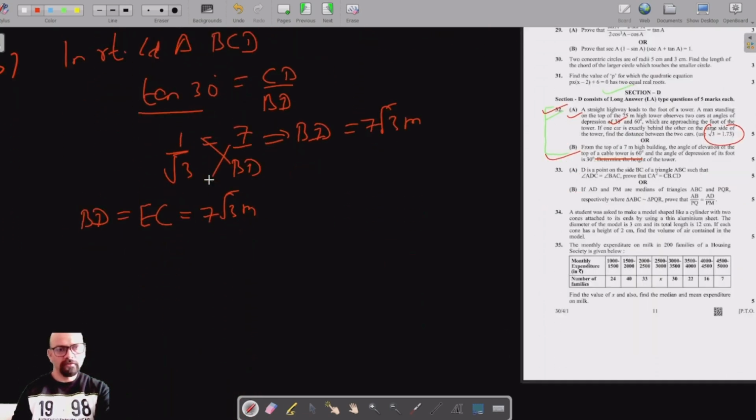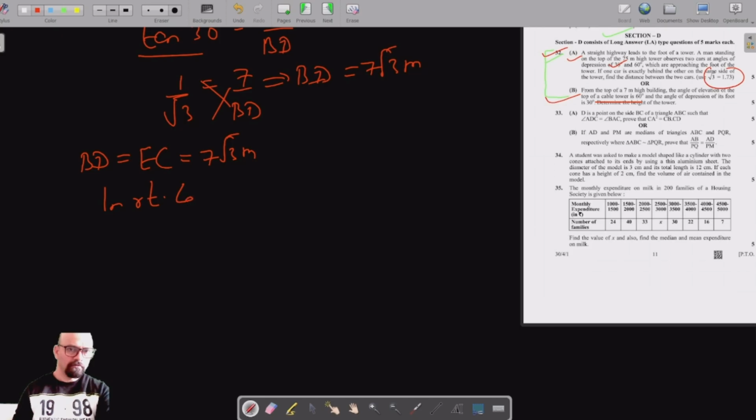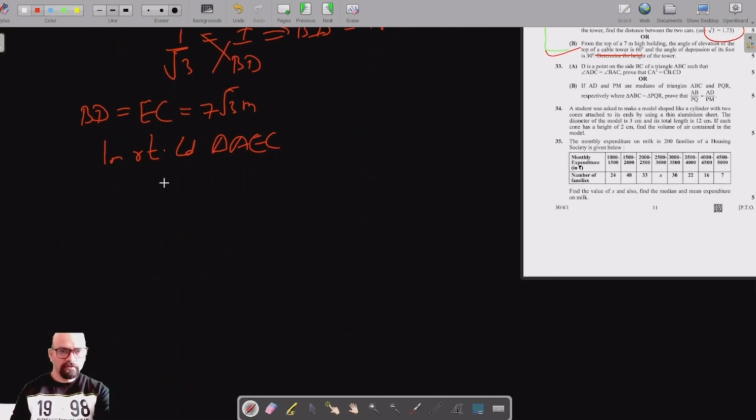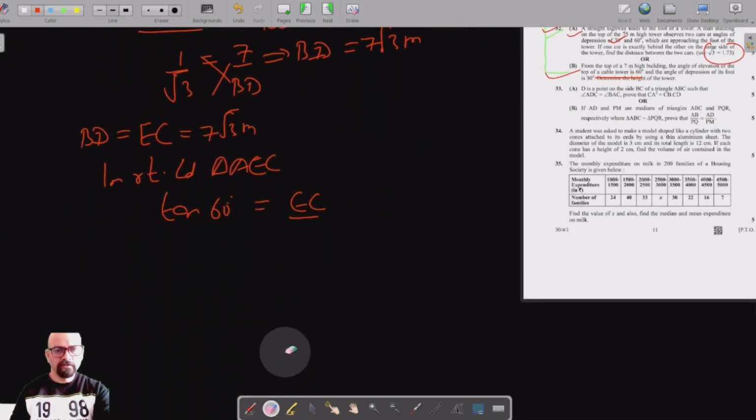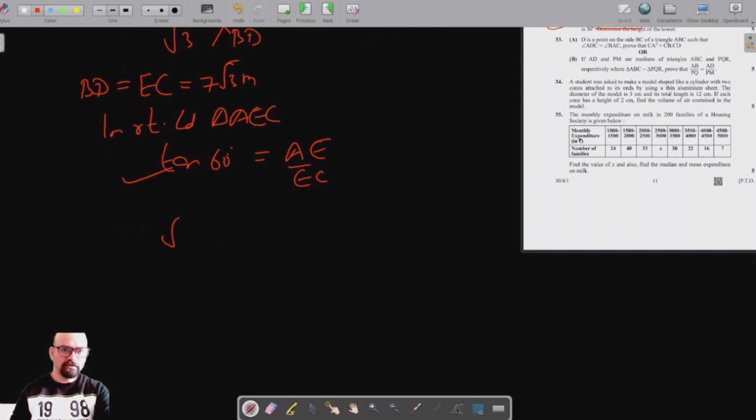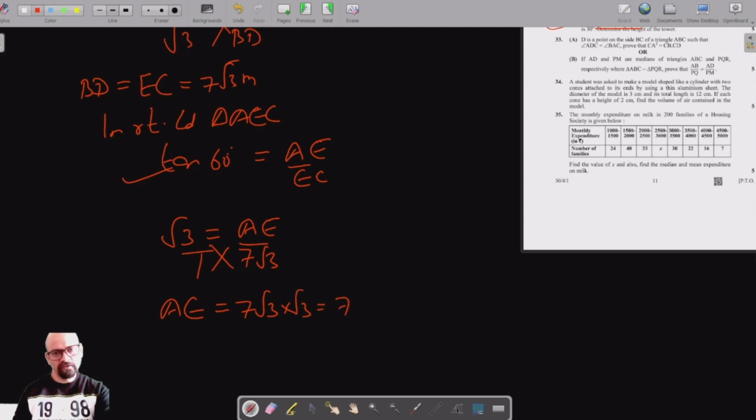Now let's use the tan ratio in right angle triangle AEC. In AEC, tan 60 degrees is AE upon EC. So this is AE upon EC, tan 60 is root 3. AE we have to find out, and EC is 7 root 3. So if we cross multiply, AE will be 7 root 3 into root 3, which is 7 into 3, is equal to 21 meters.